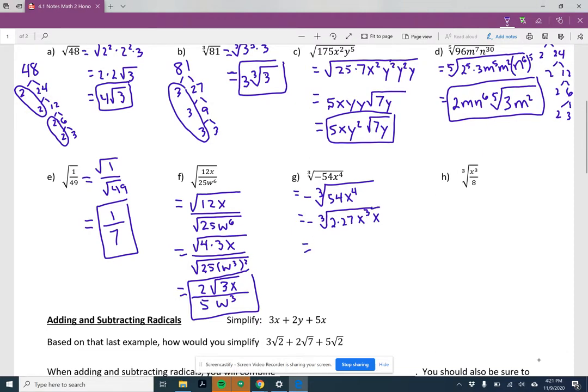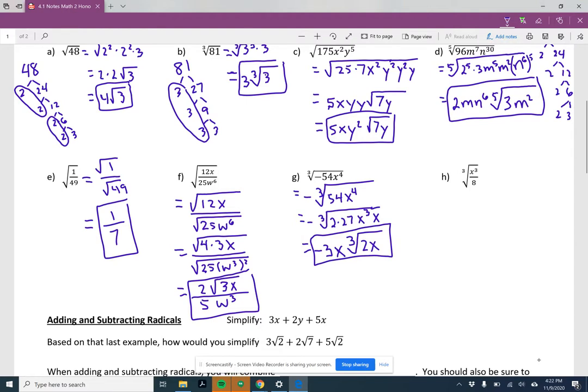Let's see, 27 is 3 to the 3rd power. So the cube root of 27 is 3. The cube root of x to the 3rd is x. And then underneath the radical, we have a 2 and an x. And we are done.